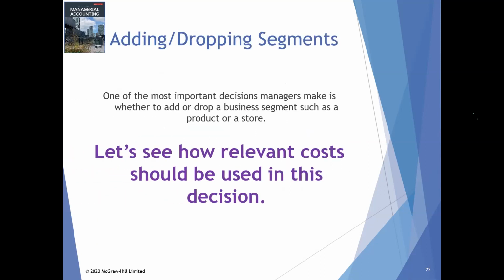Now, if we talk about adding or dropping segments. Another scenario: one of the most important decisions managers make is whether to add or drop a business segment, such as a product or a store. For example, you want to drop or add a new product. This is also one of the most important decisions in managerial accounting. So let's see how relevant cost should be used in this decision.